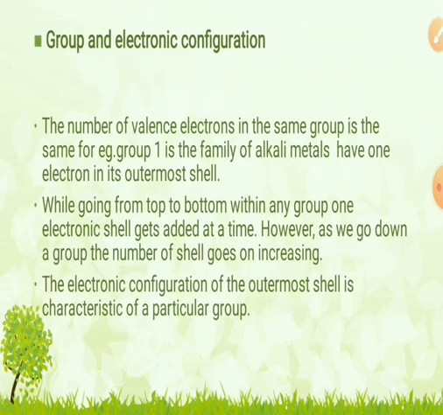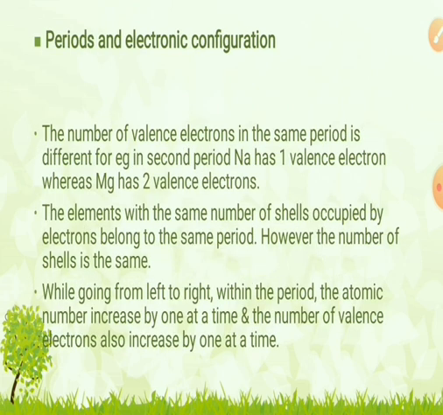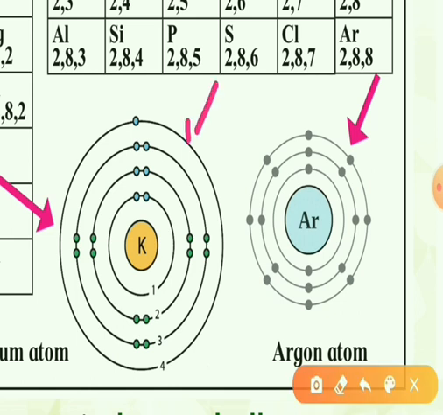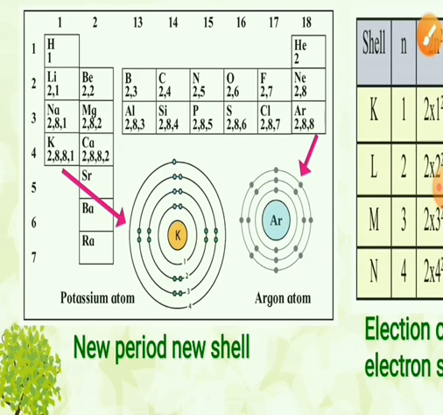The electronic configuration of the outermost shell is the characteristic of a particular group. Yes, you can see here. This is the atom, whereas this is the outermost shell, and the outermost shell is also called the valence shell.